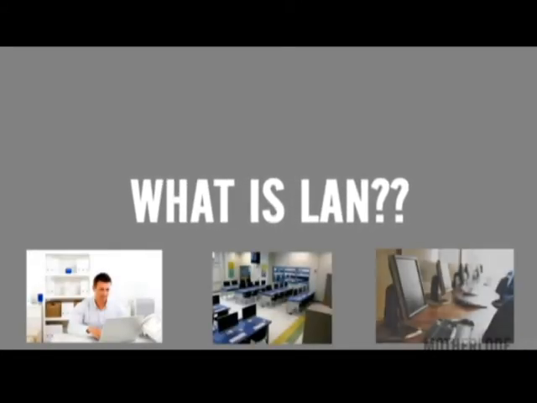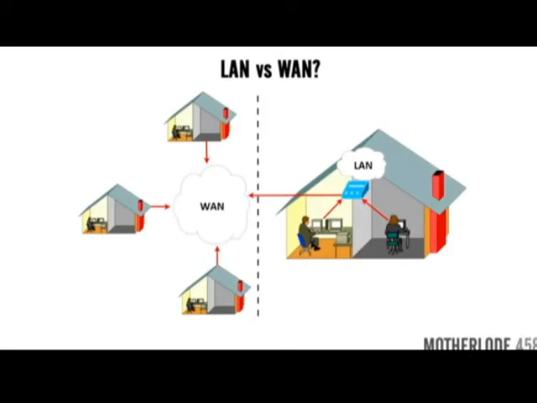A local area network is a computer network that connects computers within a limited area, such as a home, school, or office building. The terms LAN and WAN are often mixed up, and in this picture we can see the difference. The LAN would be just one house with PCs inside of it connected to each other, and the WAN would be many of those houses that are geographically far apart, but all connected to each other. They would form a wide area network.